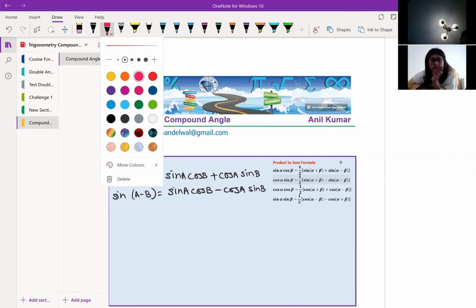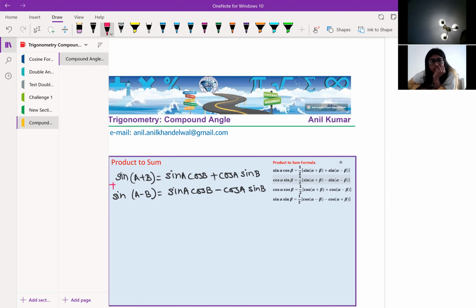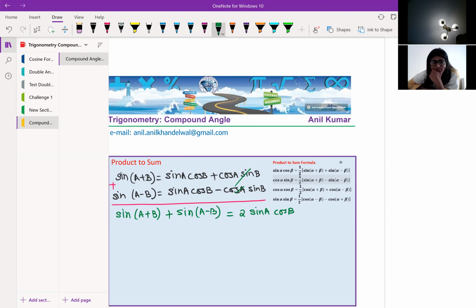Does something cancel? The cos A sine B cancels with the cos A sine B. And we then get the formula: sine A plus B plus sine A minus B equals 2 sine A cos B. Correct?